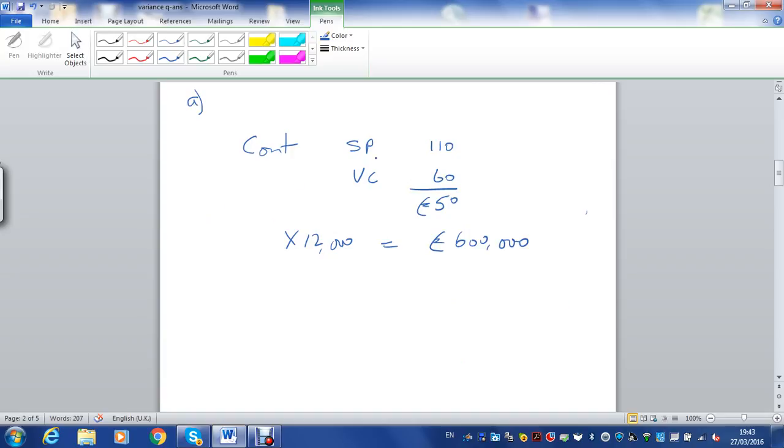Now the next figure after that is sales, variable costs. We have overhead or fixed overhead. And our fixed overhead figure is 360,000. Again, it's the budget figure, which therefore then gives us our budget profit.